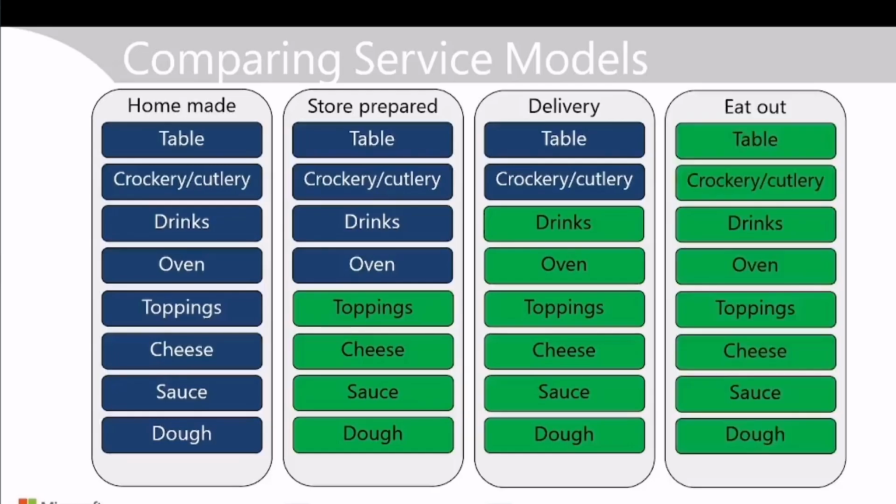And then finally, the ultimate solution where the vendor manages everything is where you go for pizza at a restaurant. And in this circumstance, you don't need to do anything. The vendor manages every aspect of the pizza preparation and the provision of drinks and cutlery and crockery and a table. All you need to worry about is choosing the appropriate toppings. So let's compare that now to our IT environment. Homemade equates to an on-premise solution. Store prepared is infrastructure as a service. Delivery based is platform as a service. And eating out is a software as a service solution.